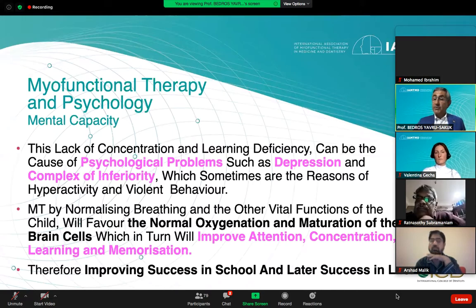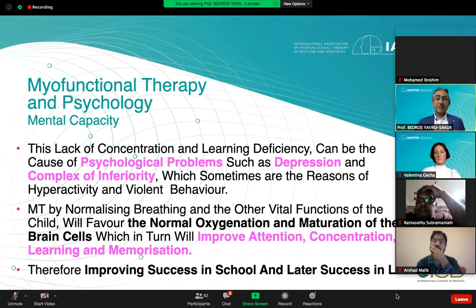Proper myofunctional treatment, by normalizing breathing and the other vital orofacial functions of the child, will favor the normal oxygenation and the normal maturation of the child's brain cells, which in turn will improve attention, concentration, learning, and memorization. Therefore, better results in school and later a more successful life.